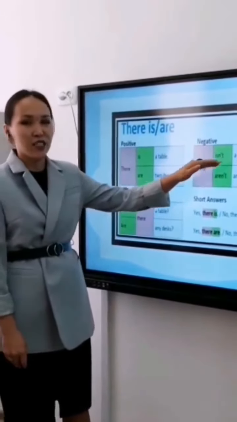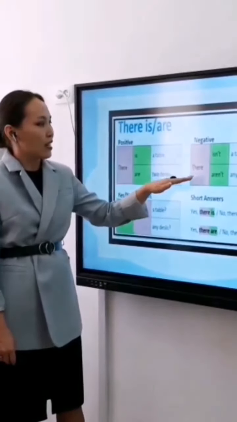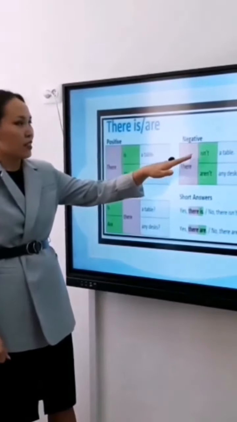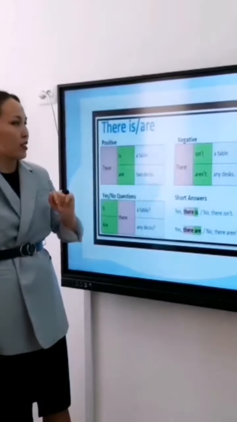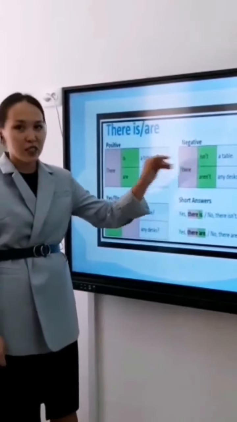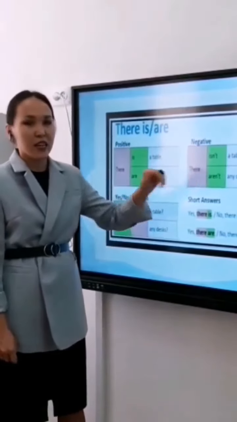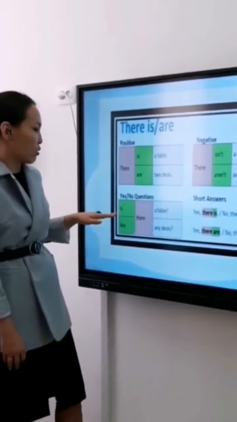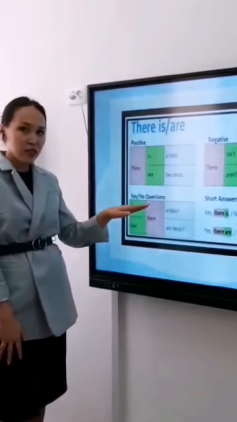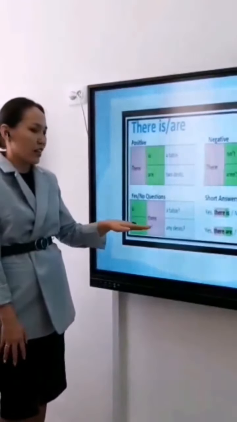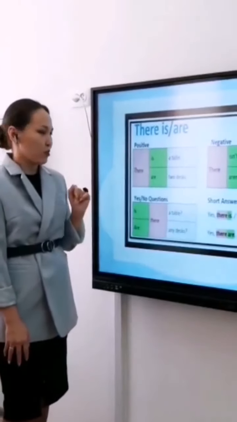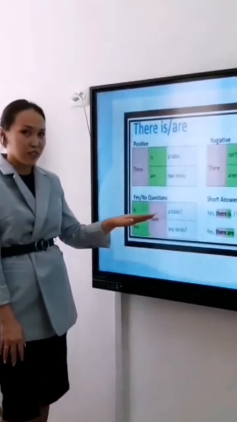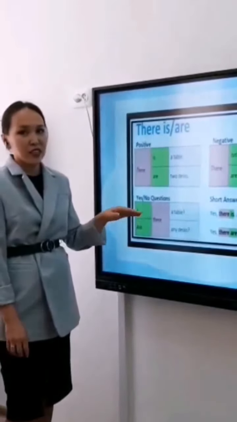There isn't a table. There aren't any desks. We use the negative word not in these sentences. There isn't a table and there aren't any desks. Yes, no questions. For example, is there a table? Are there any desks? Repeat please all together. Is there a table? Are there any desks?